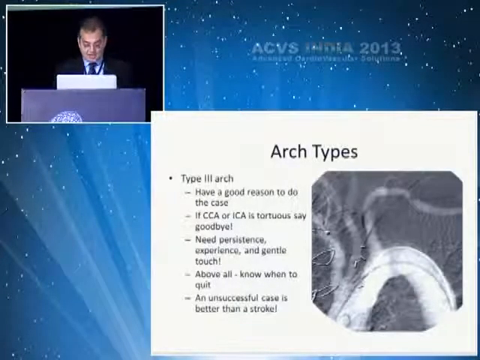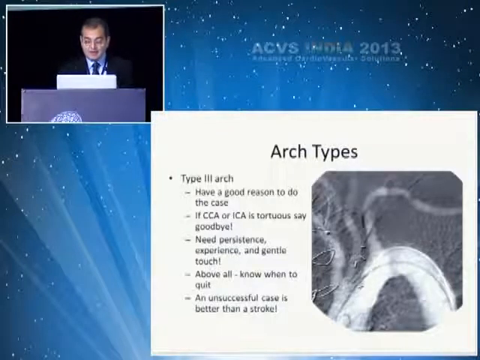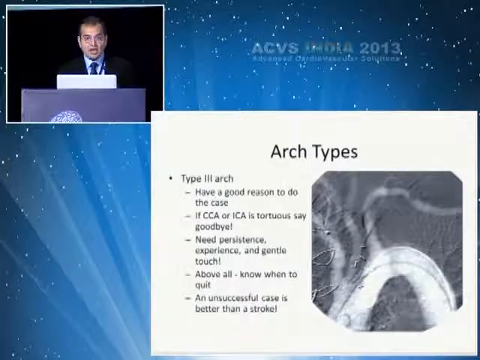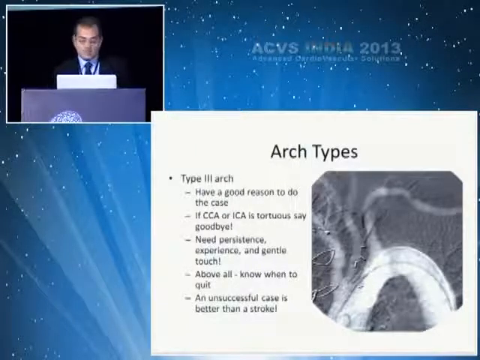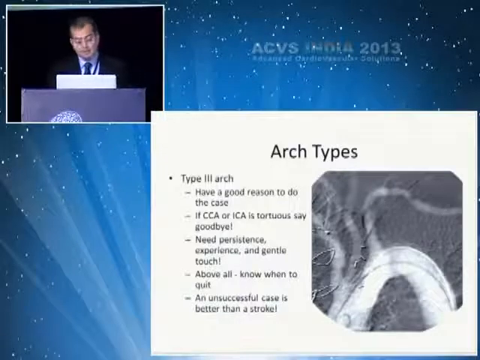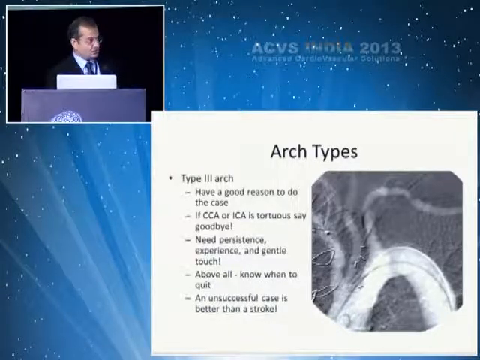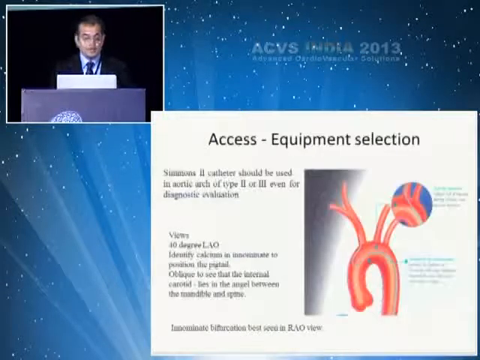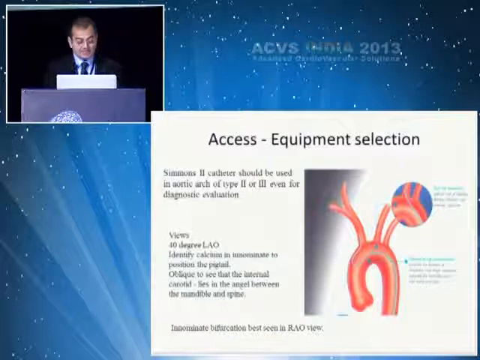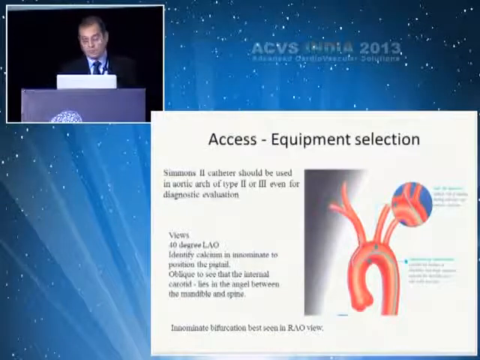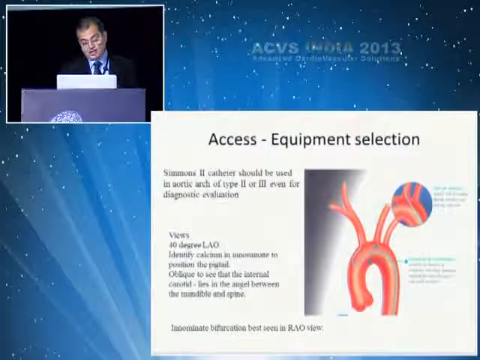And the problem is that if it is type 3, it is very, very difficult to cannulate the brachiocephalic trunk coming from the groin, and that's where you may have to use access either from the right brachial or the right radial. But many times a type 3 arch, which is a very, very proximal origin, is a contraindication to carotid interventions.